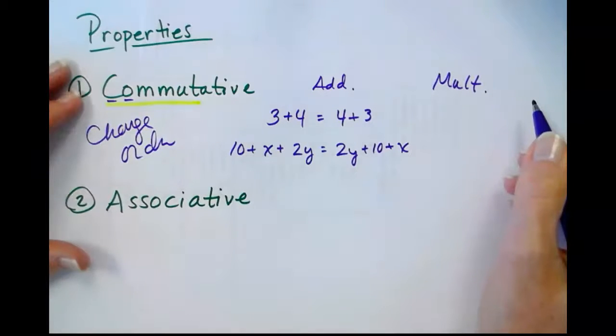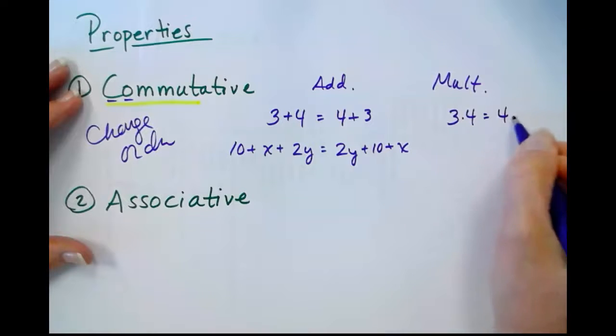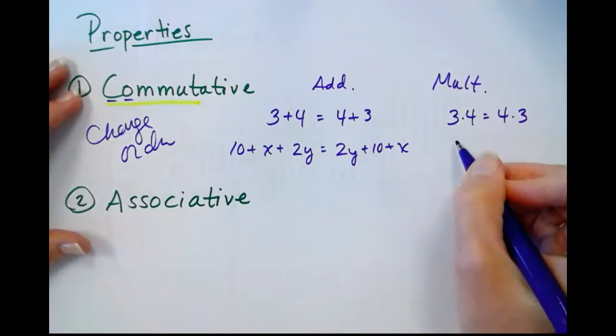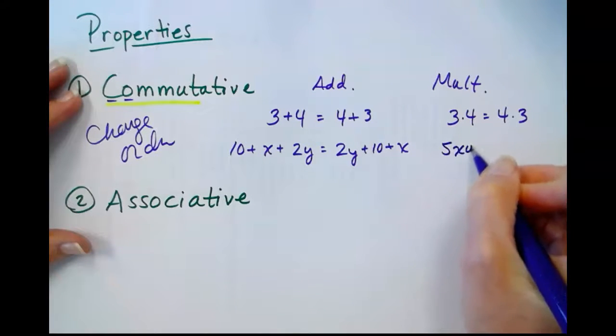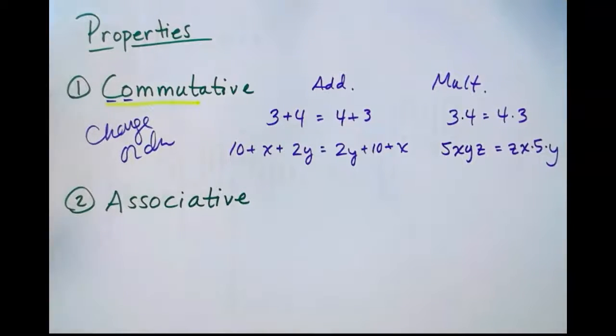The commutative property also applies to multiplication. 3 times 4 is equal to 4 times 3, or 5xyz is the same as zx times 5 times y, even though that's kind of crazy to look at. But those two products have the same answer. The commutative property does not apply to subtraction or division.